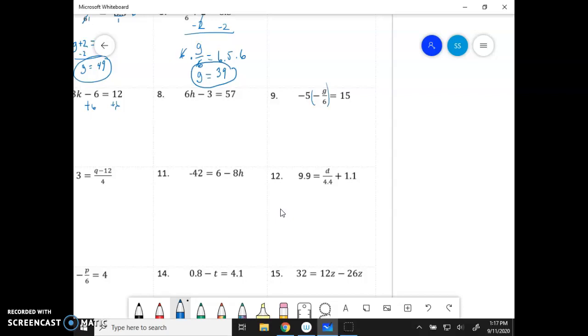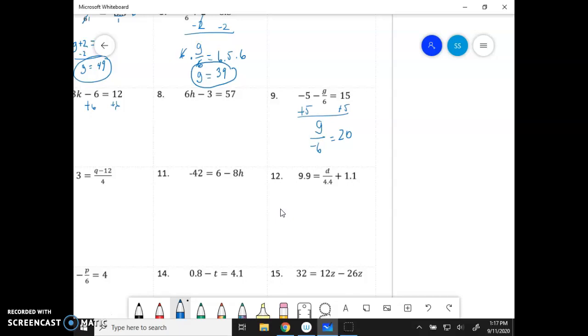So what I would do is just consider this as g over negative 6. Okay, so we'll get to that. Let's just follow this step first. Before I start messing with that, I'm going to get rid of this negative 5, so I'm going to add 5 on both sides. All right, and I'm left with g over negative 6 is equal to 20.